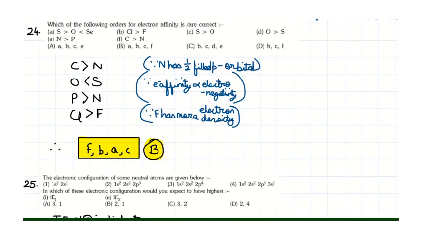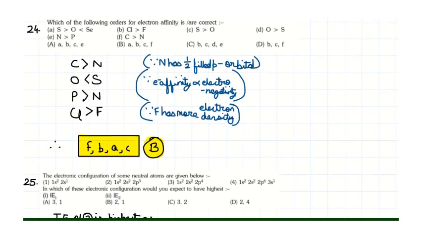In the 24th question, we need to find which order is correct in terms of electron affinity. Carbon has greater electron affinity than nitrogen, sulfur than oxygen, phosphorus greater than nitrogen, and chlorine greater than fluorine. Thus, we get A, B, C, and F statements as true, and hence option B is correct.